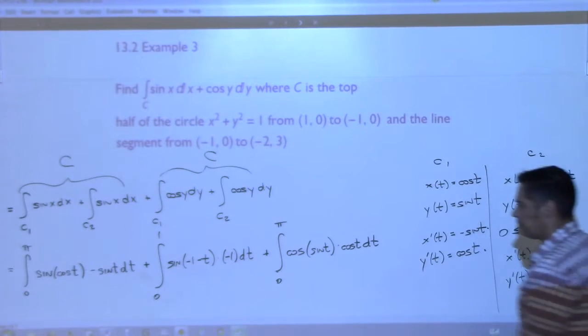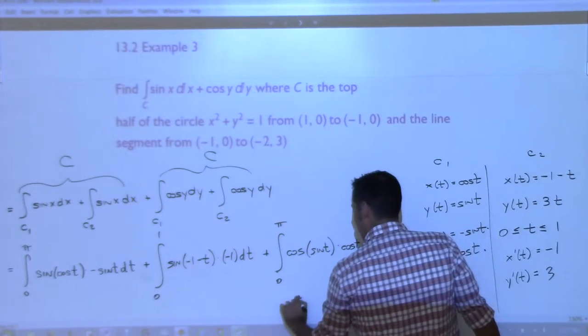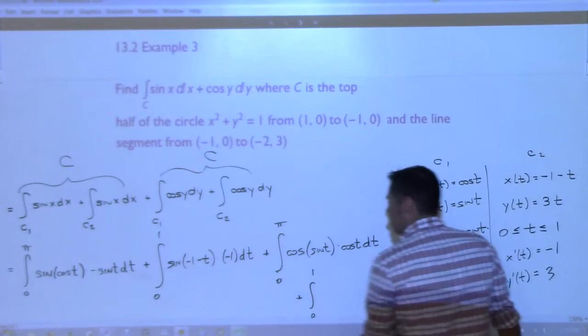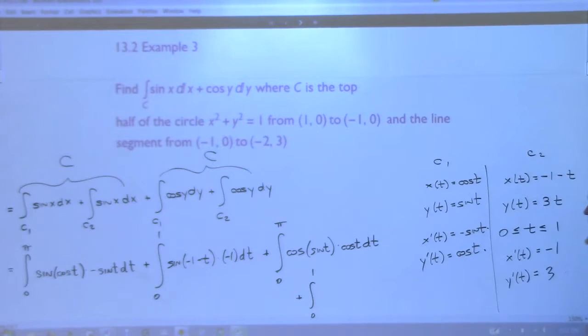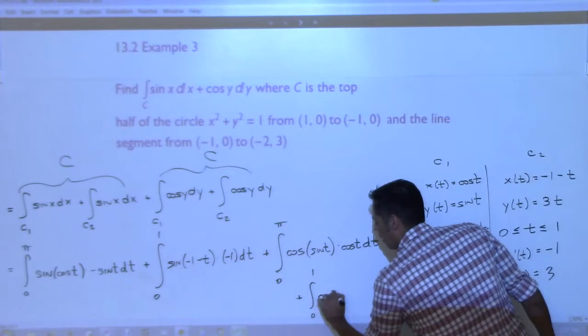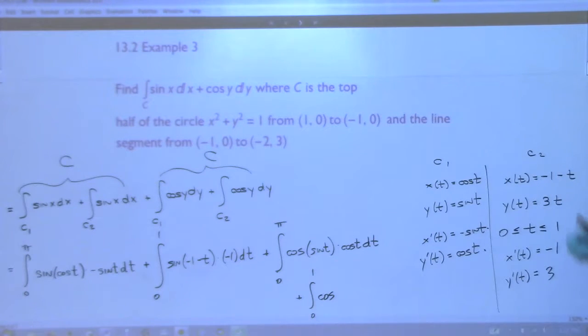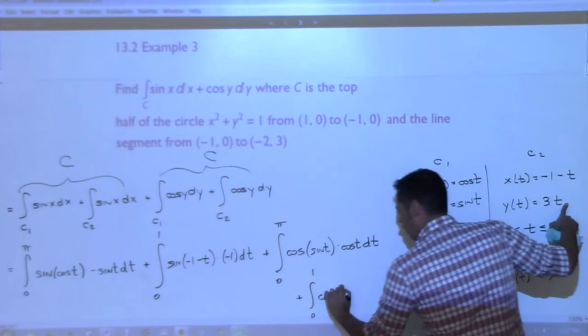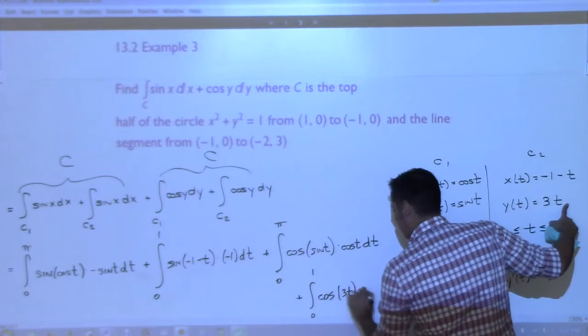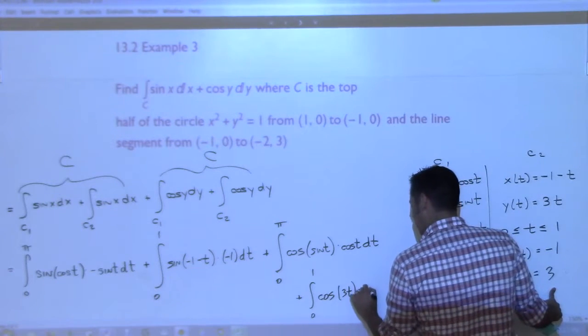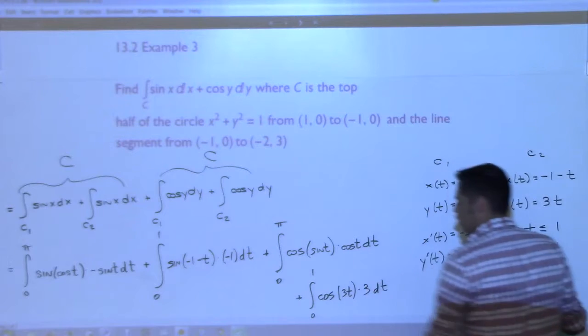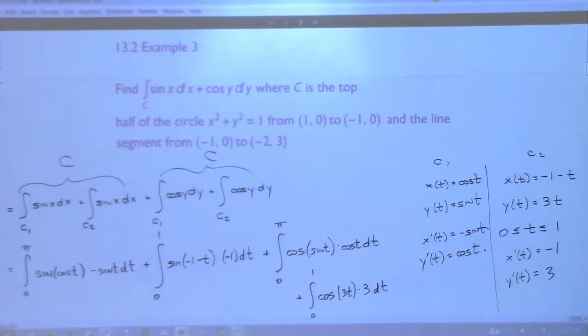One more, this one, plus integral 0 to 1, because I'm on C2, and now cosine of y. What's y? 3t, and then times 3 dt. There it is.